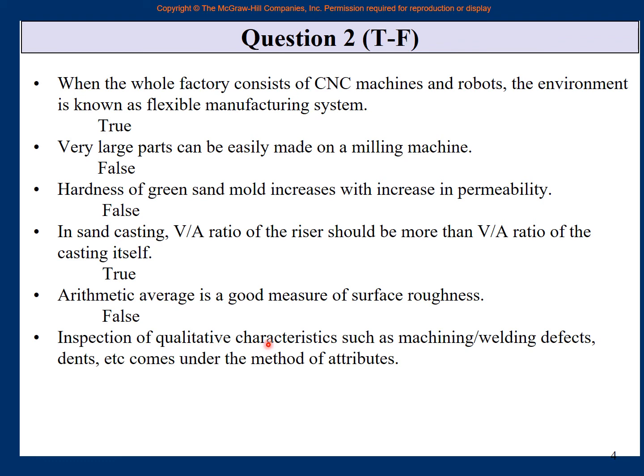Inspection of qualitative characteristics. Qualitative, not quantitative. Quantitative can be measured. Qualitative characteristics such as machining defects, welding defects, dents, etc. come under the method of attributes, right? So if you remember, when you do inspection and measurement and so on, things that you can measure are measurable, but things that you cannot measure are attributes. So this definitely is true. Okay, so let us now move ahead.